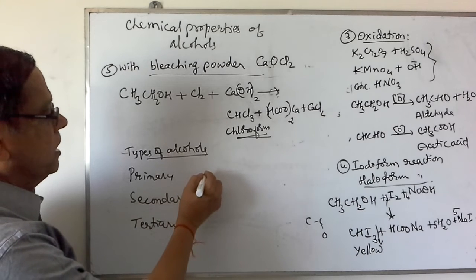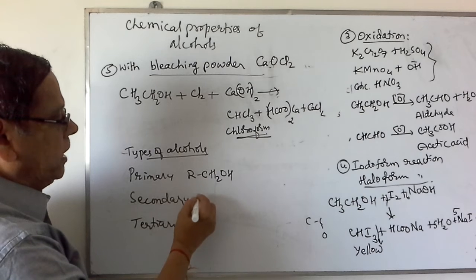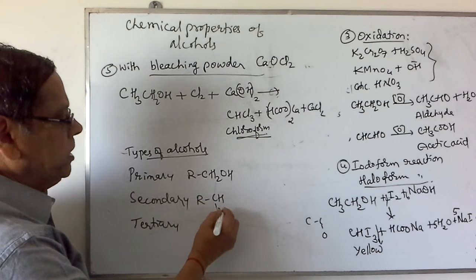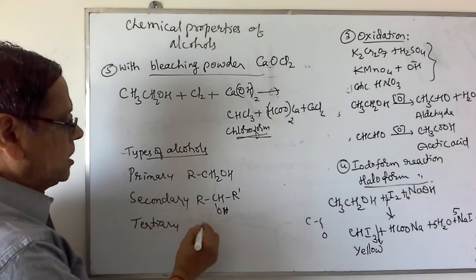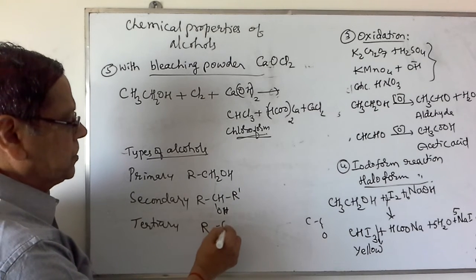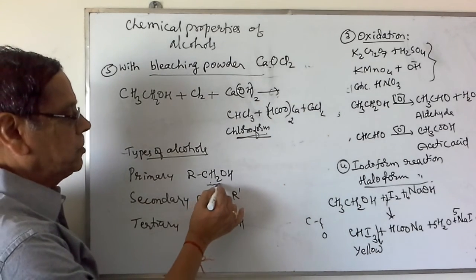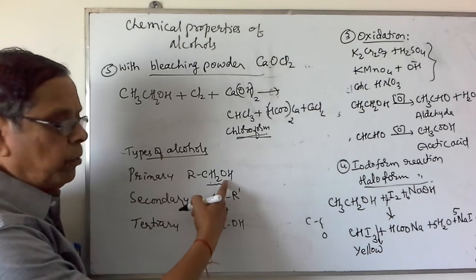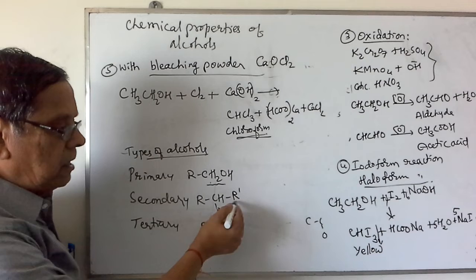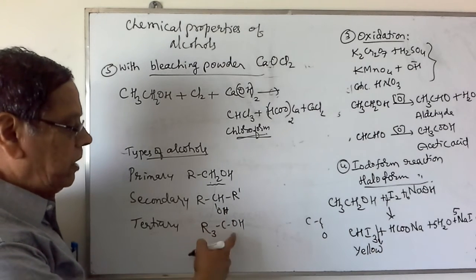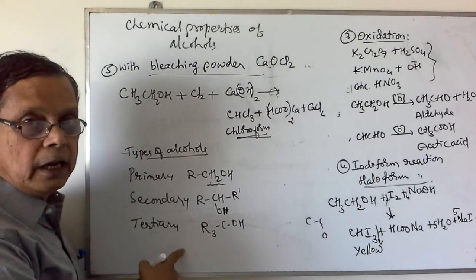Primary alcohols have the general formula RCH2OH. Secondary have RCHOH R'. Tertiary alcohols, R3COH. Just observe, there are two hydrogen atoms attached to the carbon atom containing the OH group. It is primary. If only one hydrogen is present, it is called secondary. If no hydrogen is attached to the carbon carrying the OH group, it is called tertiary alcohol.